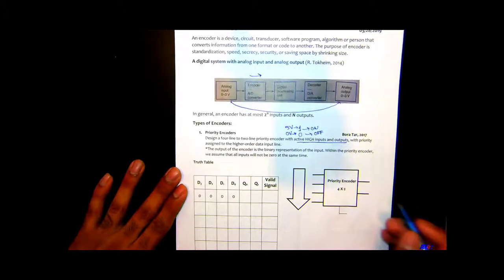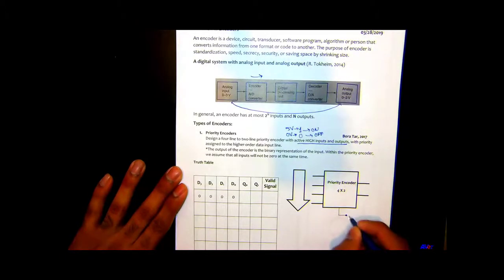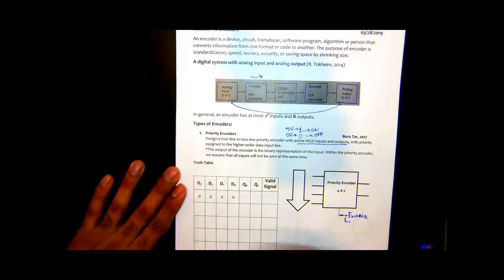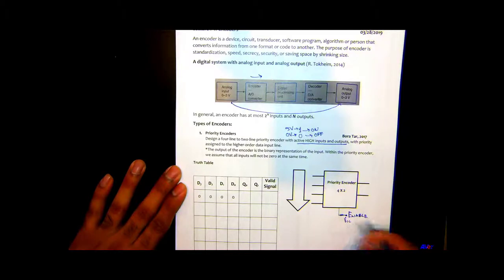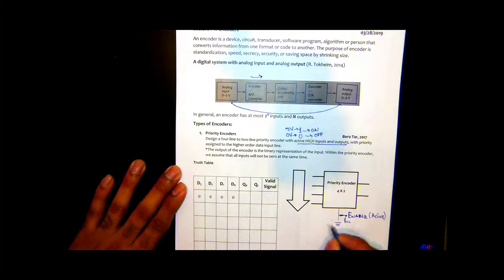So this 4 by 2 priority encoder is actually connected to enable right here. This could be your VCC. Usually it goes through some resistance connected to VCC. Because it's connected to VCC, that means it's enabled, or in other words, we also use the term active. But if this enable is connected to ground, say, that would mean it is disabled, or inactive.